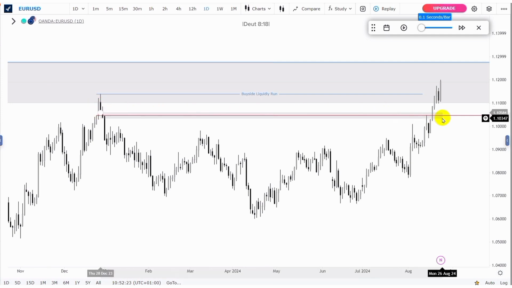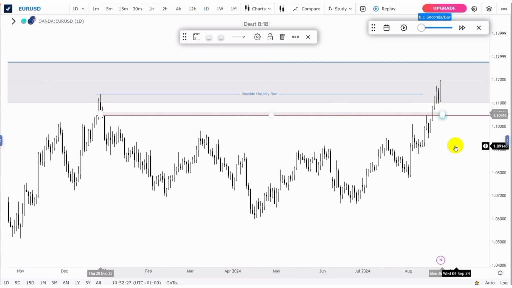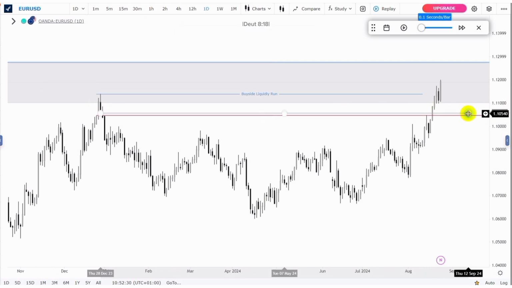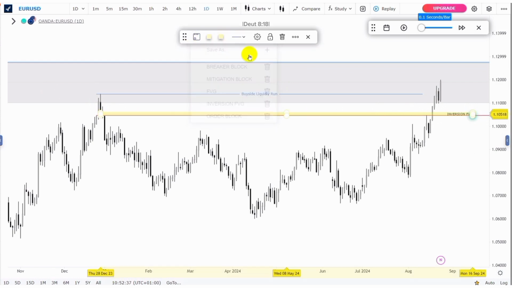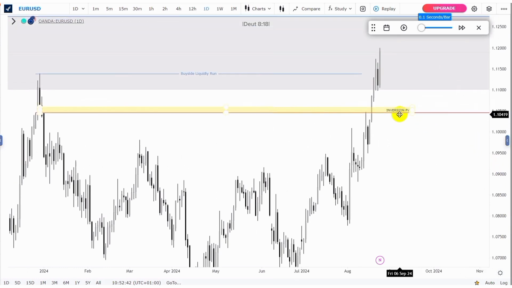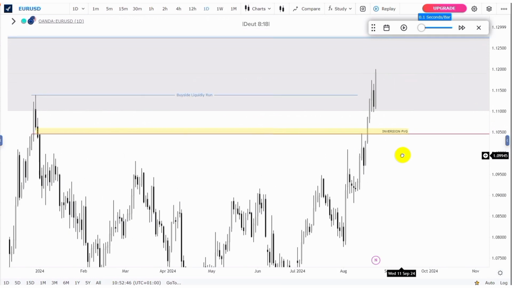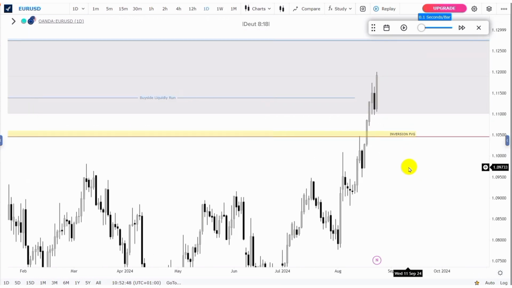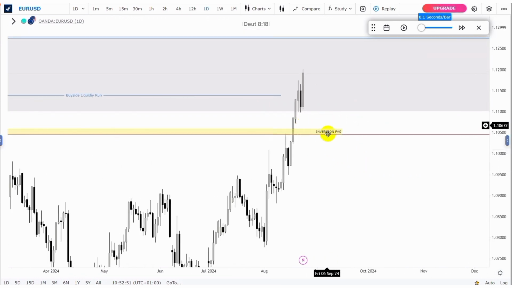So let's identify that. Let's mark out the inversion fair value gap. And you can see it's in confluence to the weekly rejection block zone we identified. So now this is our inversion fair value gap in the daily time frame. So you can see this is our level where we identify the rejection block in the weekly time frame. So you can also see in confluence to the inversion fair value gap, we have this fair value gap in the daily time frame.